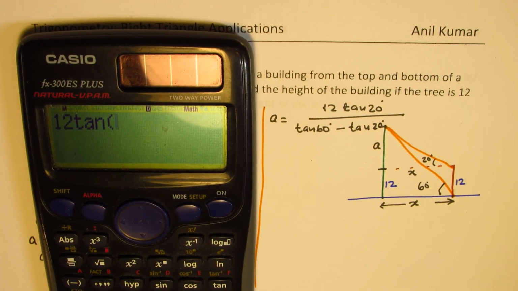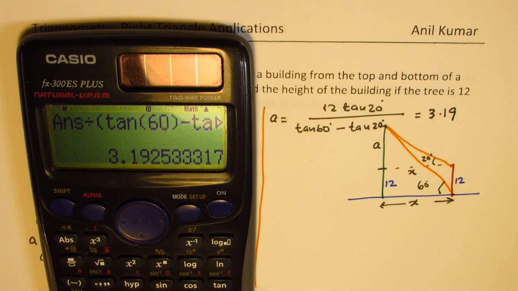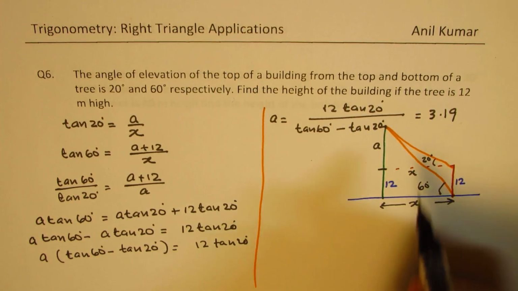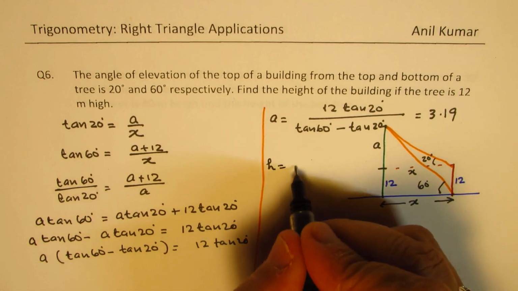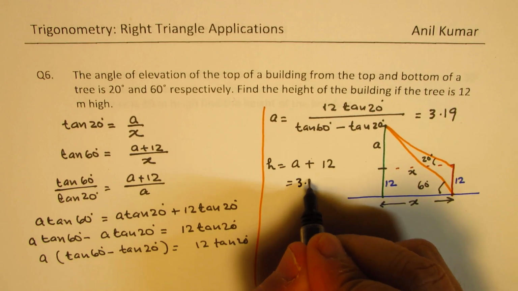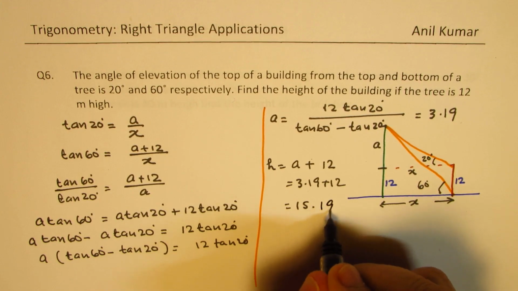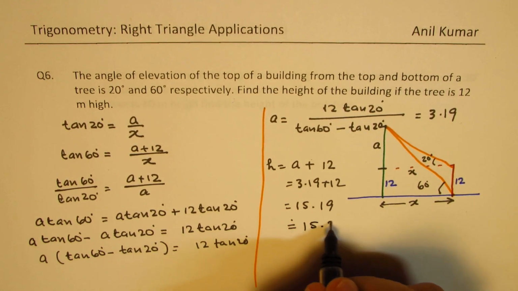12 tan 20 degrees divided by, within brackets, tan of 60 minus tan of 20 is equal to 3.19. So the total height of the building will be a plus 12. So it will be 3.19 plus 12, or 15.19. So you can approximately say 15.2 meters.